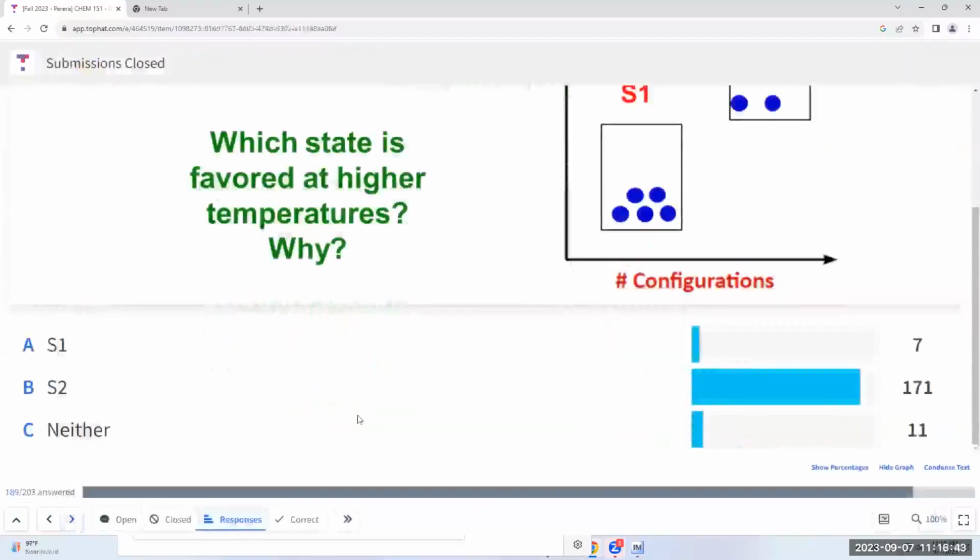At higher. The microphone with Annie, please. I'll take it. All right. Here you go, Annie. Annie, go ahead. Why do you think S2 will be favored at higher temperatures?